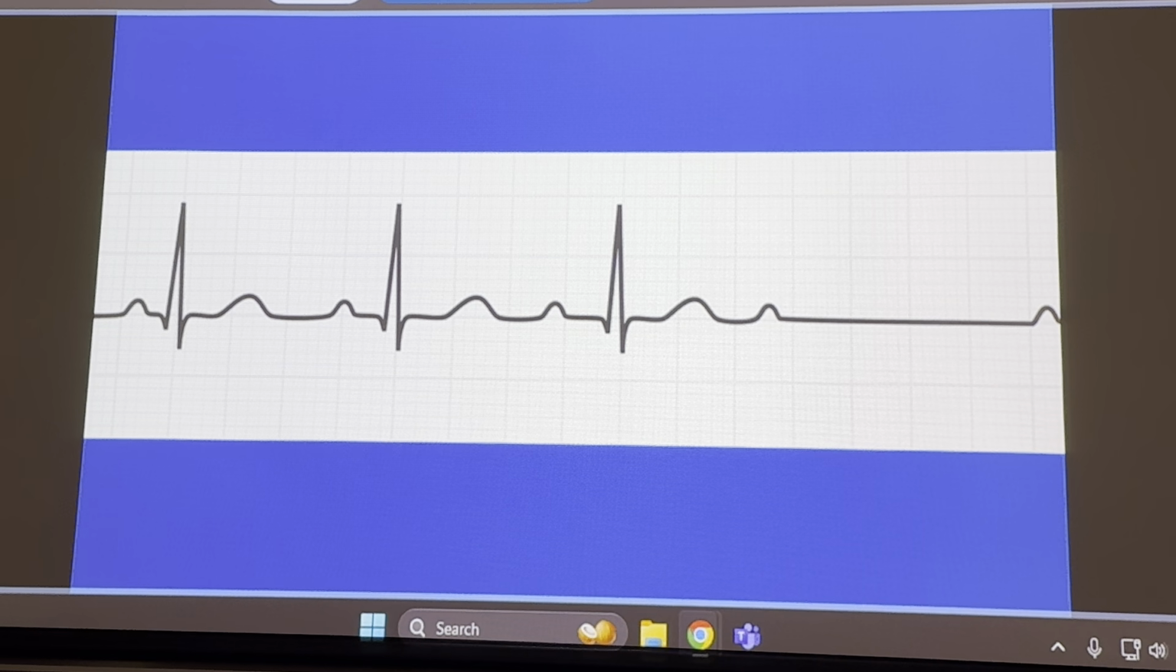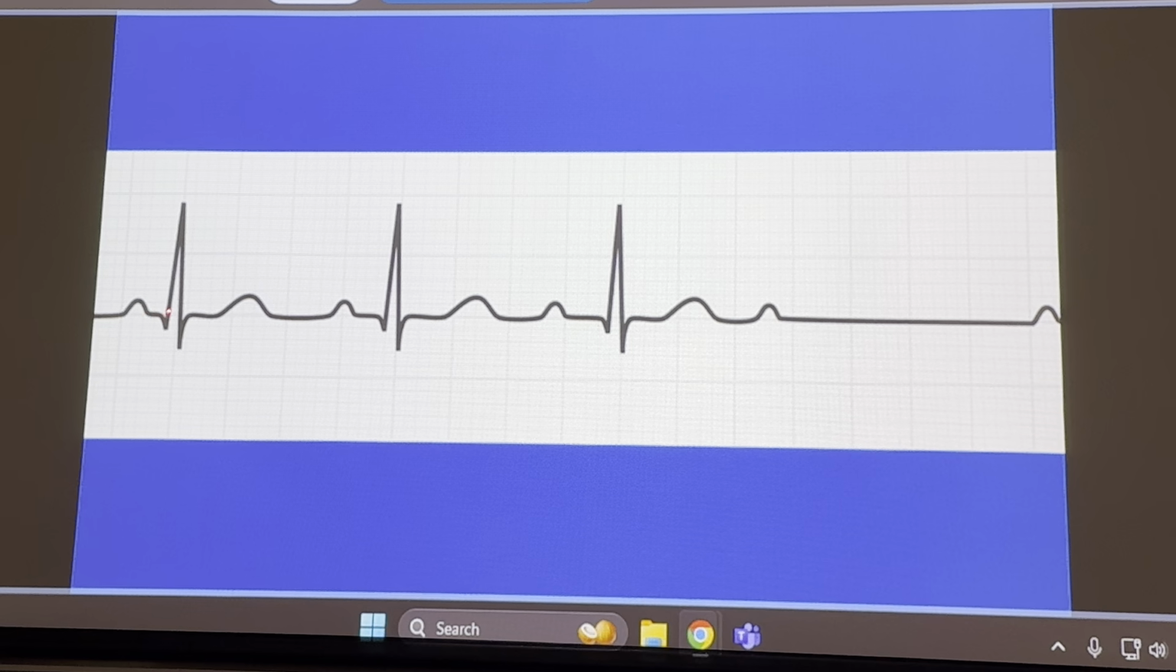Good. So, second degree type 1, or Mobitz 1. How do you know that? Longer drop. All right. What's longer and longering? PR interval. Good.